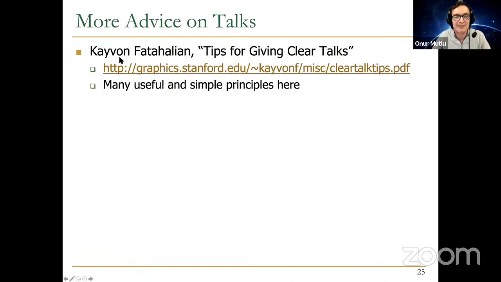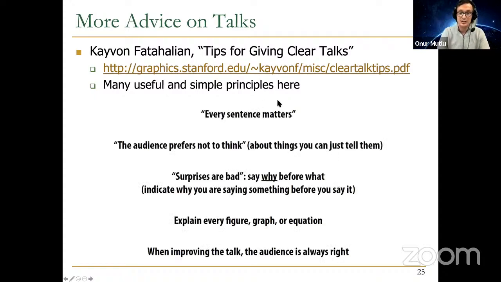my past colleague, Keyvan Fatahalian's tips for giving clear talks, because I actually subscribe to a lot of the things that he says over here. There are many useful and simple principles. I'm going to copy and paste some of them. Every sentence matters. The audience prefers not to think. You just need to drive the audience to your point. Surprises are bad. Say why you are going to say something before what you're going to say.